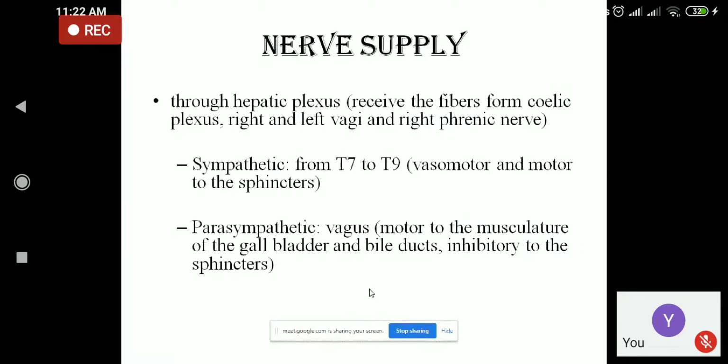Now talking about the nerve supply: through the hepatic plexus, it receives fibers from the celiac plexus, right and left vagus, and right phrenic nerve. It gives sympathetic supply from T7 to T9, which is vasomotor and motor to the sphincter, and parasympathetic supply by the vagus, which is motor to the musculature of the gallbladder and bile duct, and inhibitory to the sphincter.